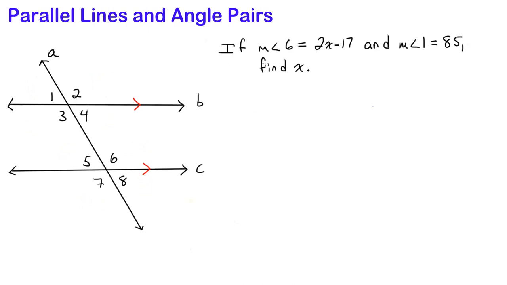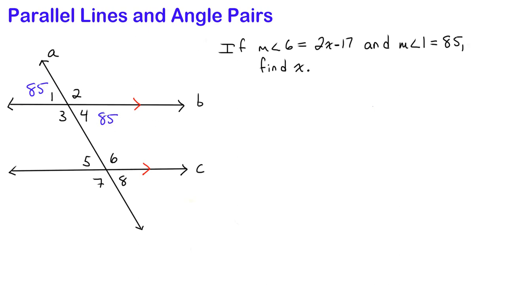Here it says, if the measure of angle 6 is 2x minus 17, and the measure of angle 1 is 85, then find x, right? So I know that angle 1 measures 85 degrees, and in order to answer this, I need to figure out what the measure of angle 6 is. I could go about this a few different ways. What I'm going to do is, I know that angle 1 and angle 4 are vertical angles, so they are congruent. So if angle 1 measures 85 degrees, then angle 4 measures 85 degrees, because they're vertical angles, and vertical angles are congruent.